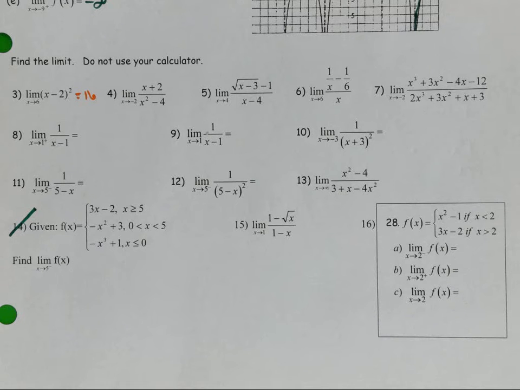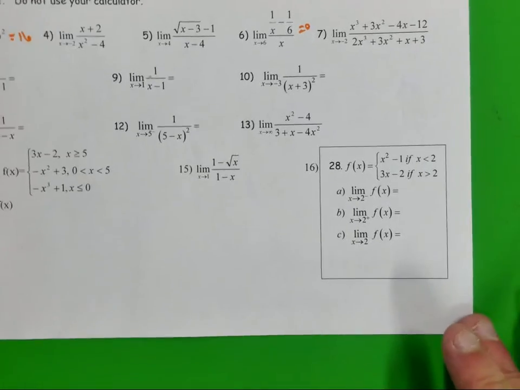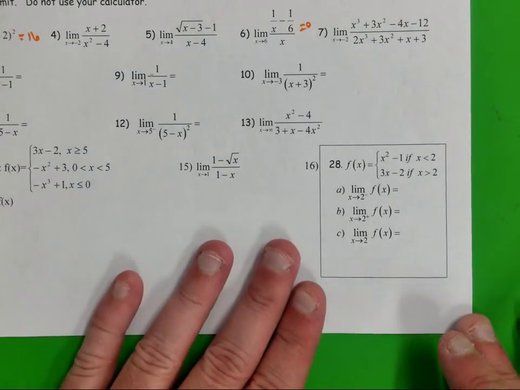So I plug 6 in. 6 goes here, 6 goes there. What's 1/6 minus 1/6? 0. So 0 divided by 6 is 0. Your answer would be 0 there. Alright, so this is equal to 0. Direct substitution does work.